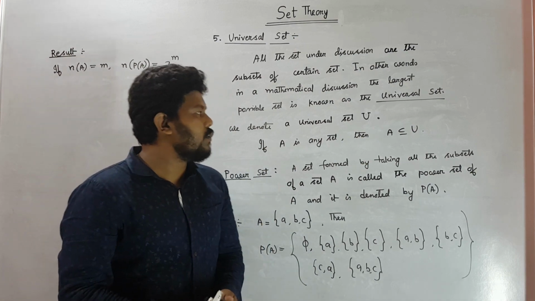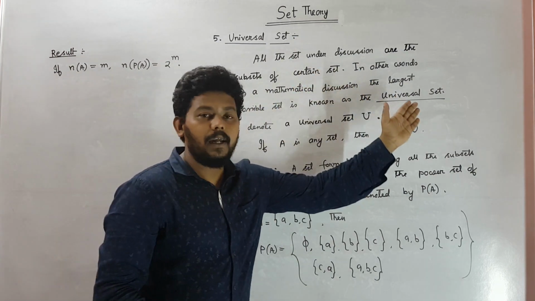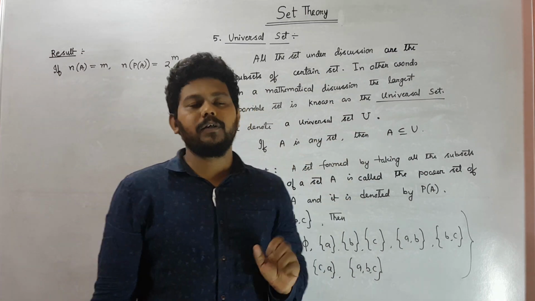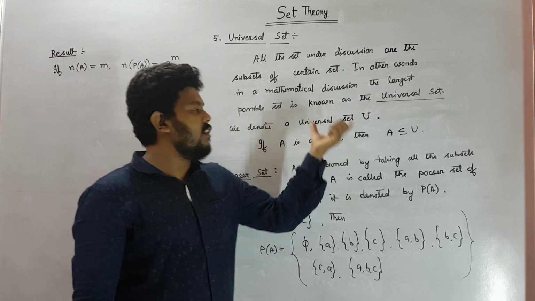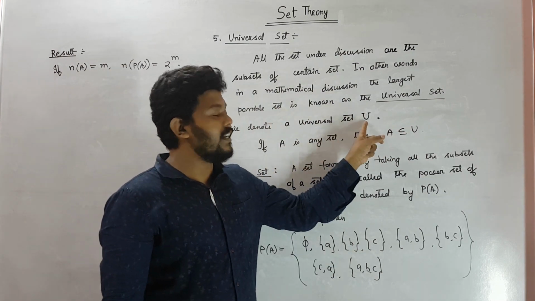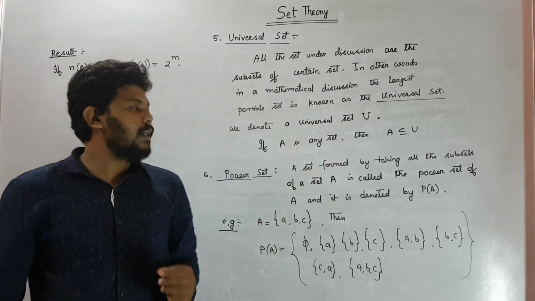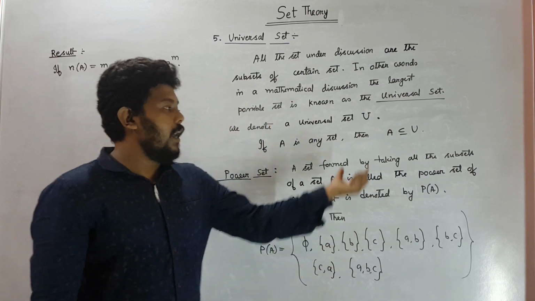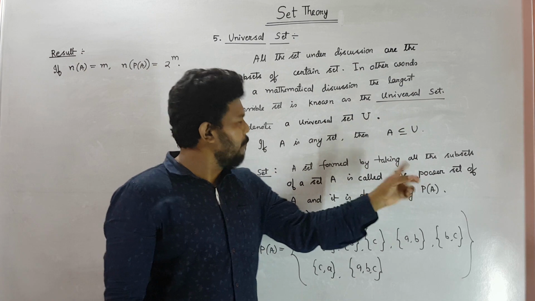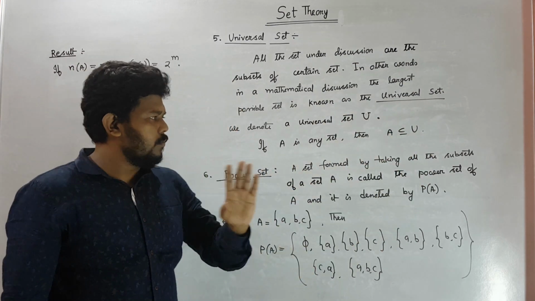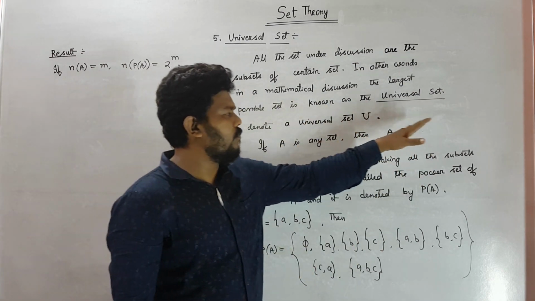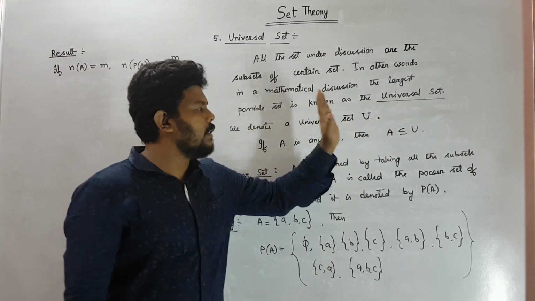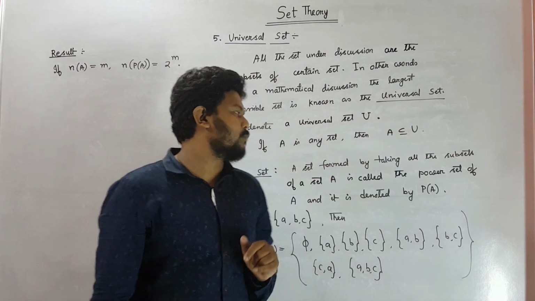So, the universal set is the largest possible set in a mathematical discussion. We denote a universal set by the capital letter U. Now, let A be any set, then A will be a subset of U. A and U may be equal, and we do not need to know the number of elements. A and U can be equal, but A is a subset of U.